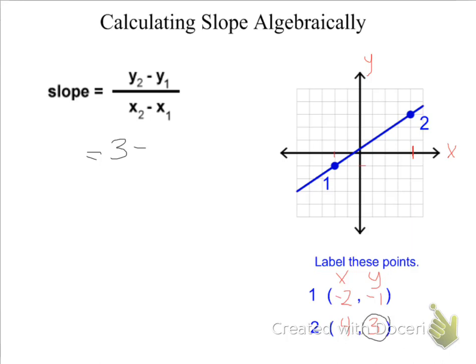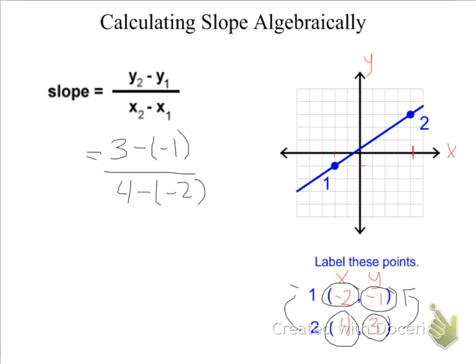The first y value is -1, so y2 minus y1, that value minus that value, divided by x2, the second x value, minus the first x value. So x2 is right here, x1 is right here. So we're going to be subtracting in this order, this one minus this one, and this one minus this one. And it's rise over run, so the change in y is vertical, so the rise has to come first. And then x is the change, the run, or the change in x.